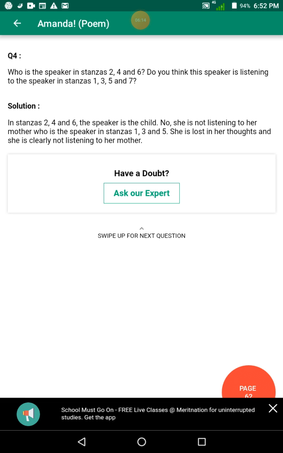Who is the speaker in 2, 4 and 6? Do you think the speaker is listening to the thing? What is your opinion? Please find out. Who is the speaker? Without seeing the poem, find out who is the speaker in 2, 4 and 6.